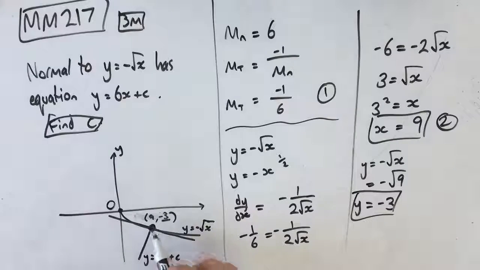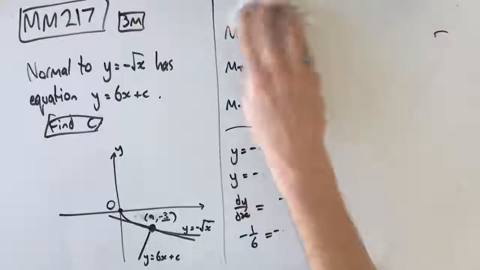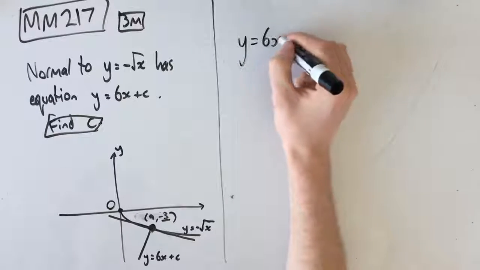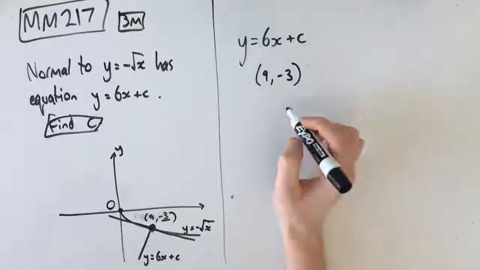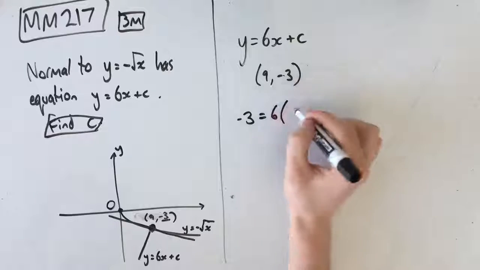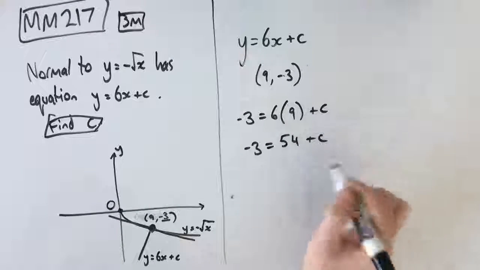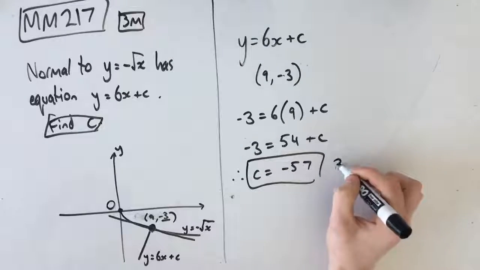Now, we know that y equals 6x plus c passes through this point, which means we can just sub these values in for x and y and therefore find c. So I'm just going to rub out this bit here so we can get back on track. We know that y is equal to 6x plus c, and we also know that it passes through the point (9, -3). So we just sub in these x and y values. So -3 is equal to 6 times 9 plus c. -3 equals 54 plus c. So therefore c equals -57. That's our final answer and our third mark.